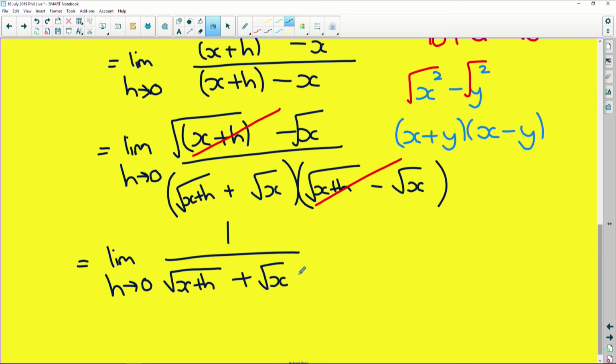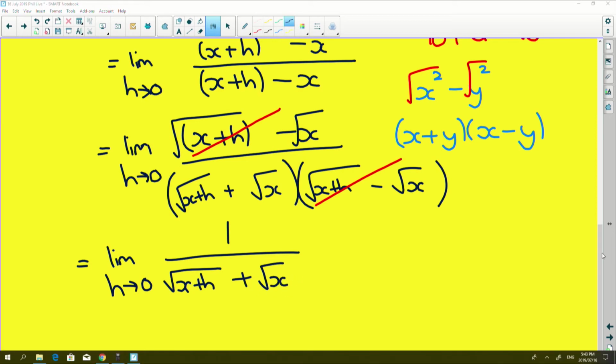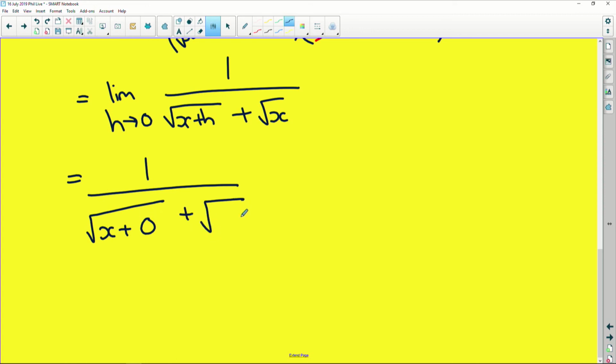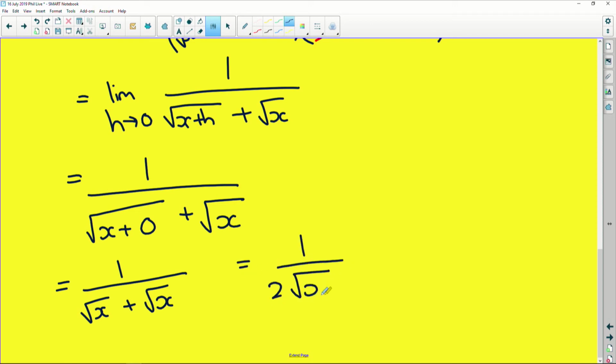And now do you see, if we take the limit as h tends to 0, we're not going to have anything divided by 0, because if we substitute h tends to 0 into this expression, we're going to get 1 over the square root of x plus 0, because as h tends to 0, you add 0, plus the square root of x, okay? Which gives us 1 over root x plus root x, which is equal to 1 over 2 square roots of x.